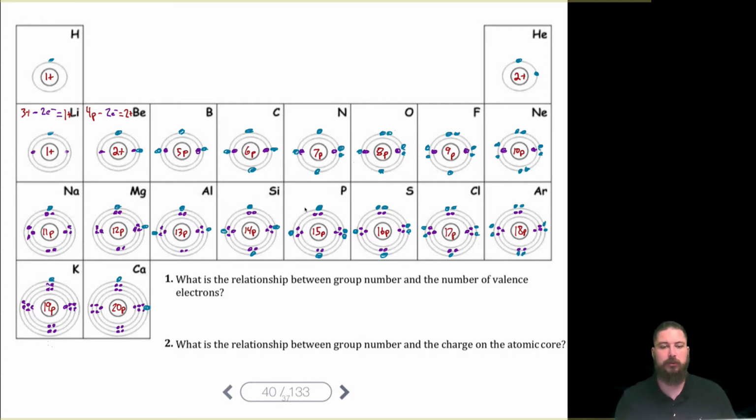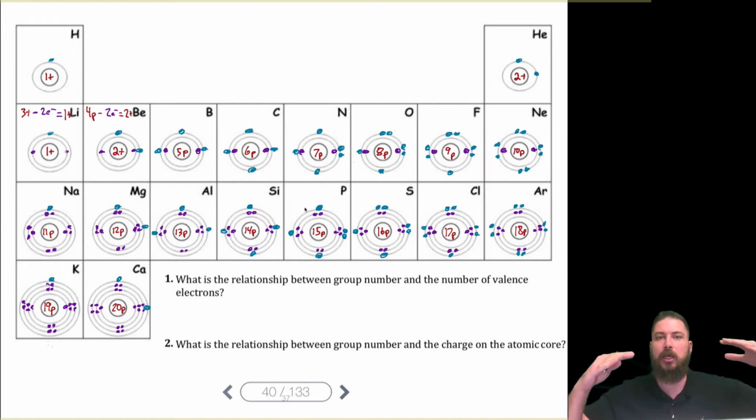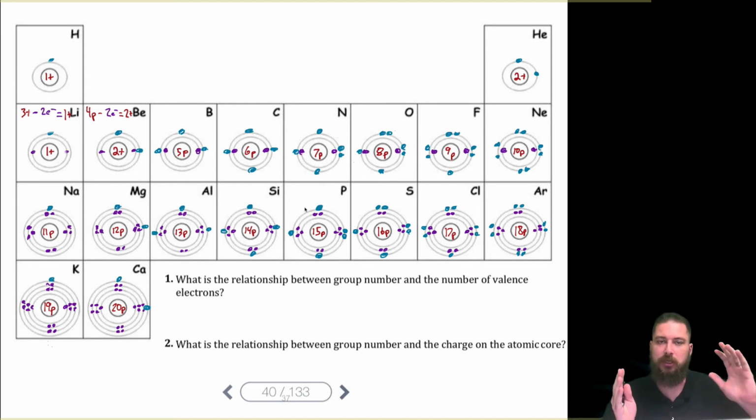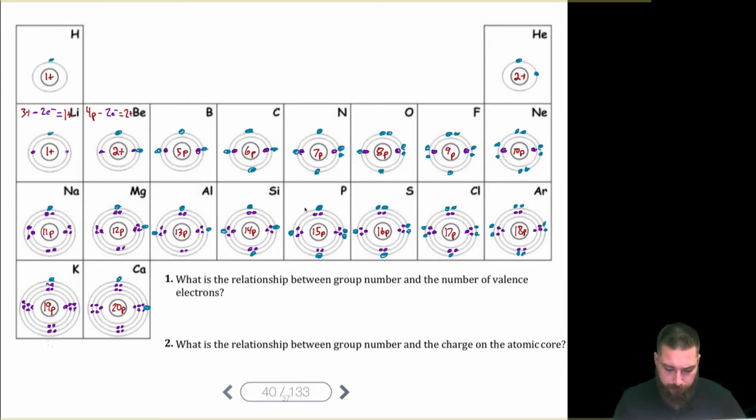Now, something I really want to point out here is that the valence electrons don't really affect each other when it comes to the nucleus because they're on the same energy level, and so they're not really blocking the nucleus from each other.